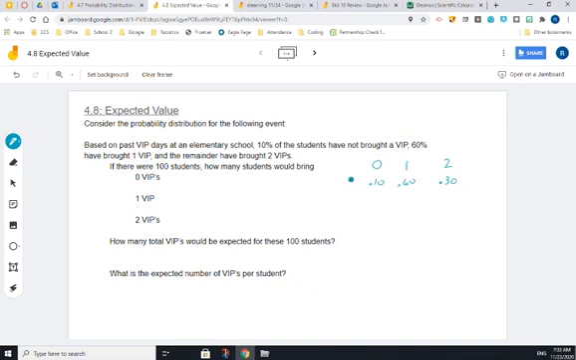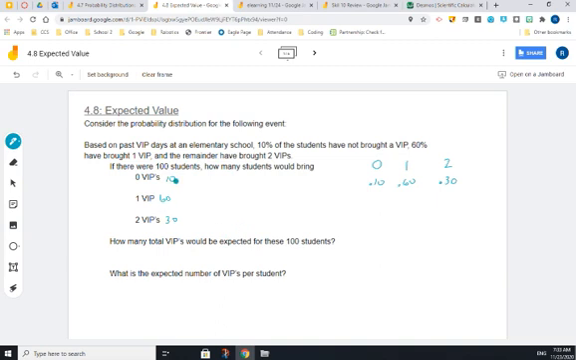So let's just for a minute suppose we had 100 students. Of those 100 students, how many would we expect to bring no VIPs? Well, it's 10%, so 10% of 100, that would be 10 students. Okay, how many would we expect to bring one VIP? 60. And how many would we expect to bring two VIPs? Okay, 30.